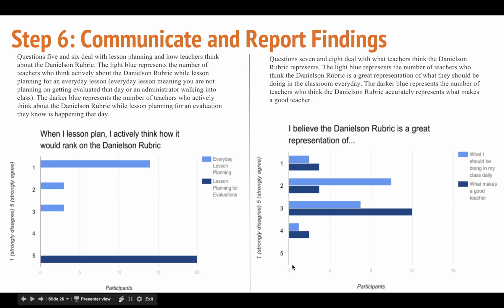No strongly agrees. And the darker blue represents the number of teachers who think the Danielson rubric accurately represents what makes a good teacher. So again, we have kind of a standstill here. They don't necessarily agree or disagree with that, which I thought was really interesting in my findings. I thought I would get a lot of strongly disagrees or strongly agrees with that.